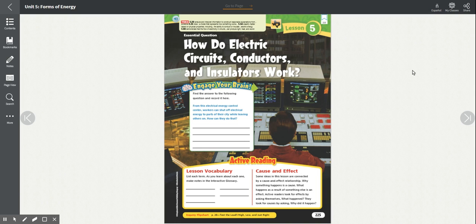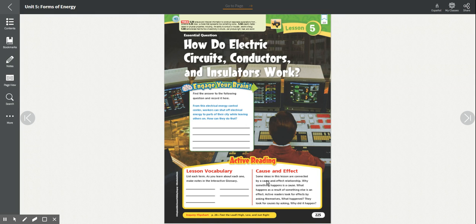How do electric circuits, conductors, and insulators work? Engage your brain. We're going to come back to this at the end of this video. Active reading. Lesson vocabulary. List each term. As you learn about each one, make notes in the interactive glossary, which is right here. You will write these on your paper.